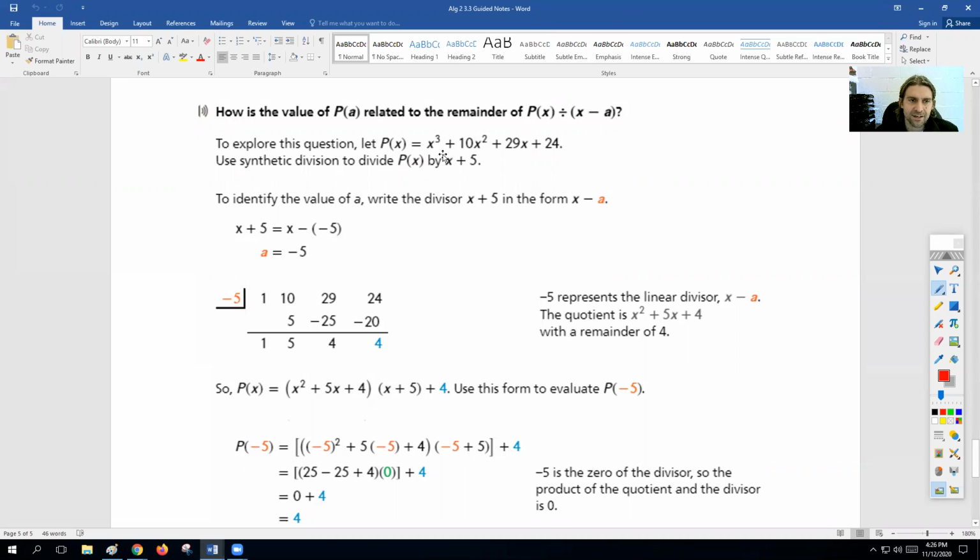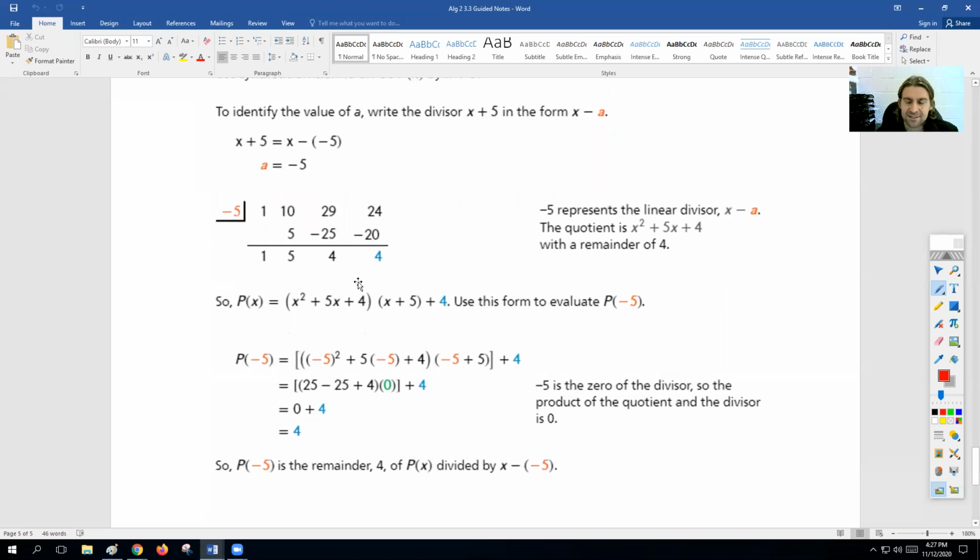If I had an expression of x cubed plus 10x squared plus 29x plus 24, and I want to divide it by x plus 5, our magic number would be -5. There's going to be something special about this -5. If we go through the process of synthetic division, 1 times -5, add them together is 5. They're doing subtraction instead of adding, which is different from what they did. But anyway, they get a remainder of 4.